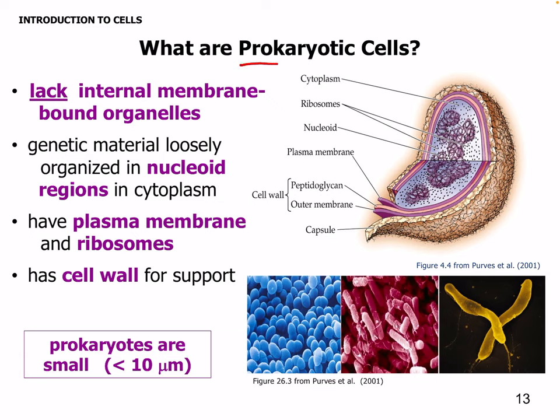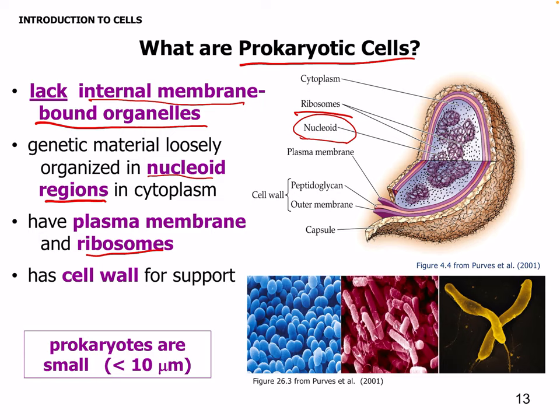So what are prokaryotic cells? Here's a better figure. Prokaryotic cells, again, lack internal membrane-bound organelles. The genetic material is loosely organized in nucleoid regions. Here's our nucleoid. We have plasma membrane and ribosomes. And it also has a cell wall for support.